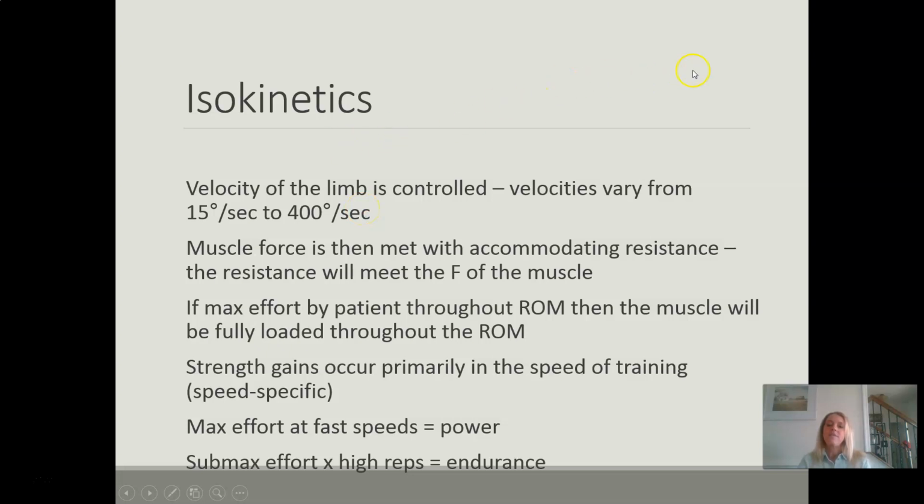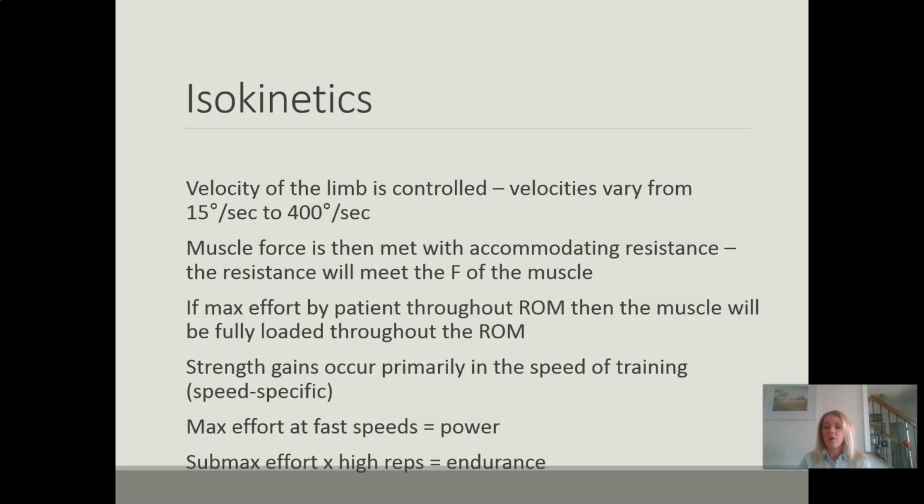Isokinetic is when the velocity of the limb is controlled. We need a machine in order to be able to do this, and it measures the motion in degrees per second. So these are old King Kong machines, Biodex machines, which are still around in some clinics. The muscle force is then going to be met with resistance depending on the speed and on what arc of motion you're in. With a maximum effort by the patient throughout the full range of motion, the muscle can be loaded throughout the full range of motion with the use of these machines.